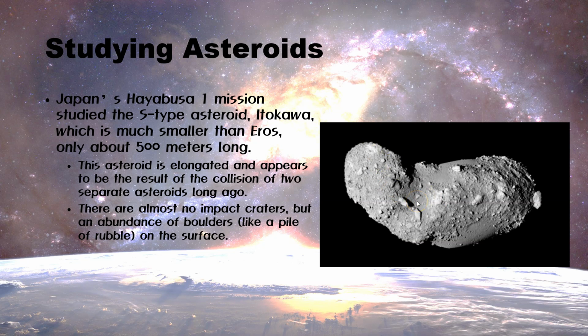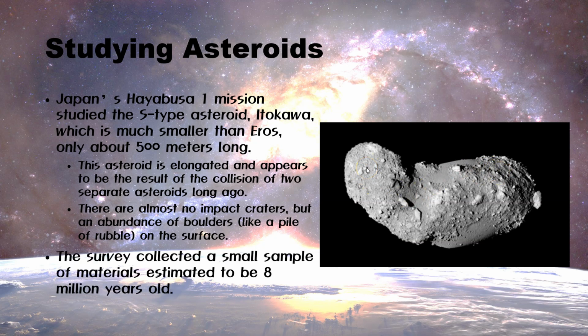Now, there are almost no impact craters on this asteroid, but we do have an abundance of boulders, like a pile of rubble on the surface, and you can see all these dotting the surface, giving a rougher exterior in comparison to that of Eros. One of the interesting things about the survey is that it also collected a small sample of materials from the surface, and that sample material was estimated to be about 8 million years old, indicating that this is a relatively fresh surface.